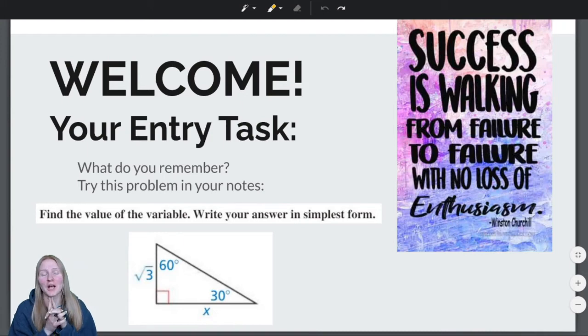You know what to do. Pause the video, try this problem in your notes, and then unpause it to do it with me.